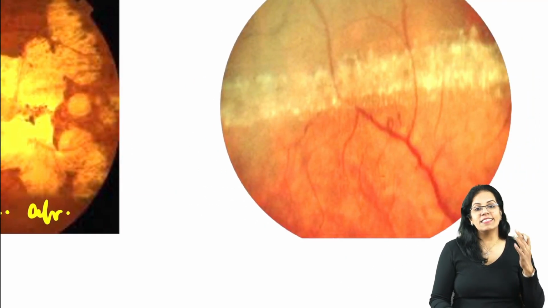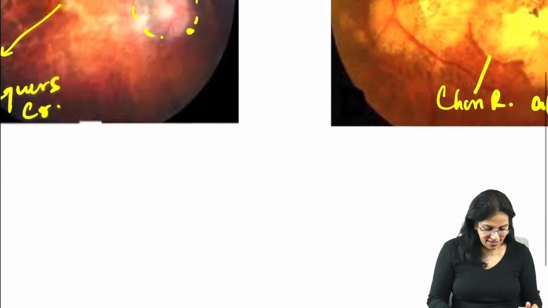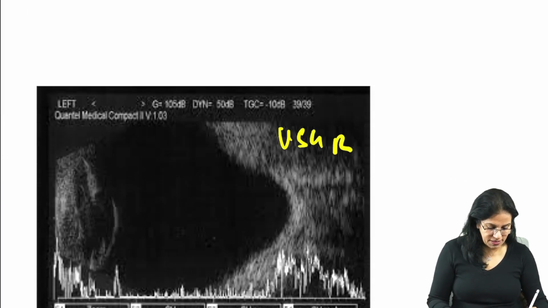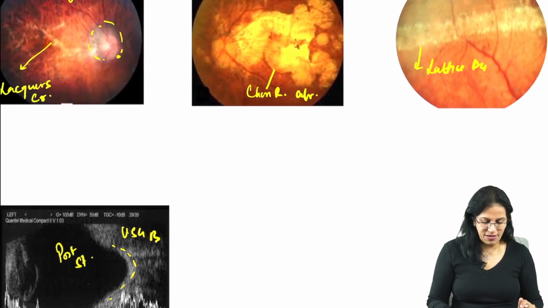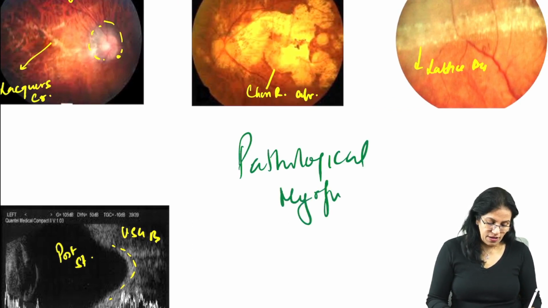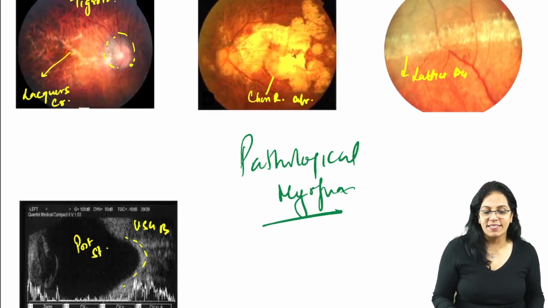What do you see here? I can't see the disc. I'm looking at the periphery of the retina, and what I see is lattice degeneration. And of course, this is the ultrasound B scan showing posterior staphyloma. So what are you looking at? The diagnosis becomes pathological myopia. Simple. What is pathological myopia? Any myopia with fundus changes due to excessive elongation of the axial length of the eyeball.